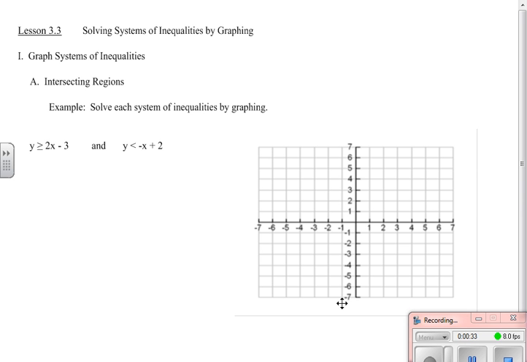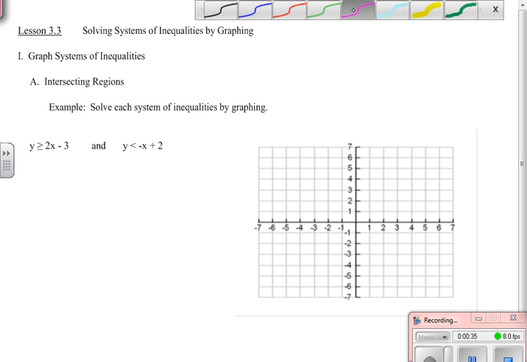So we're going to go ahead and graph normally. So we are going to take this first inequality of y equals 2x minus 3, and from that we know that our y-intercept is negative 3 and our slope is 2 over 1. So we plot at negative 3 and we go up 2, right 1, up 2, right 1. Now remember, less than or equal to is a solid line.